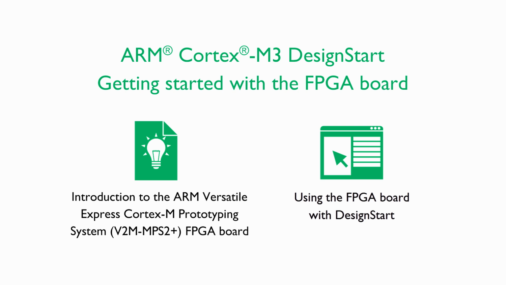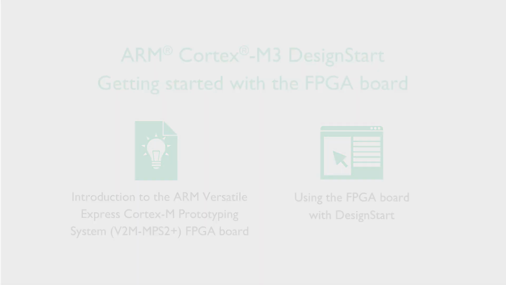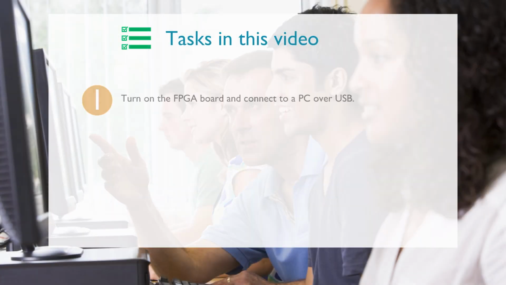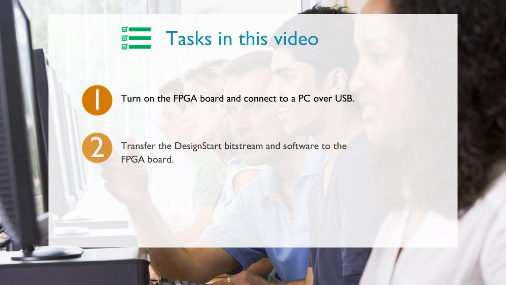You'll also know how to start a debug session in Keil, which will be of use to you as you start prototyping and testing your own FPGA designs. To achieve this, we're going to perform 3 tasks. First, we'll turn on the board and connect it to a PC. Then, we'll transfer the DesignStart bitstream and software to the board.